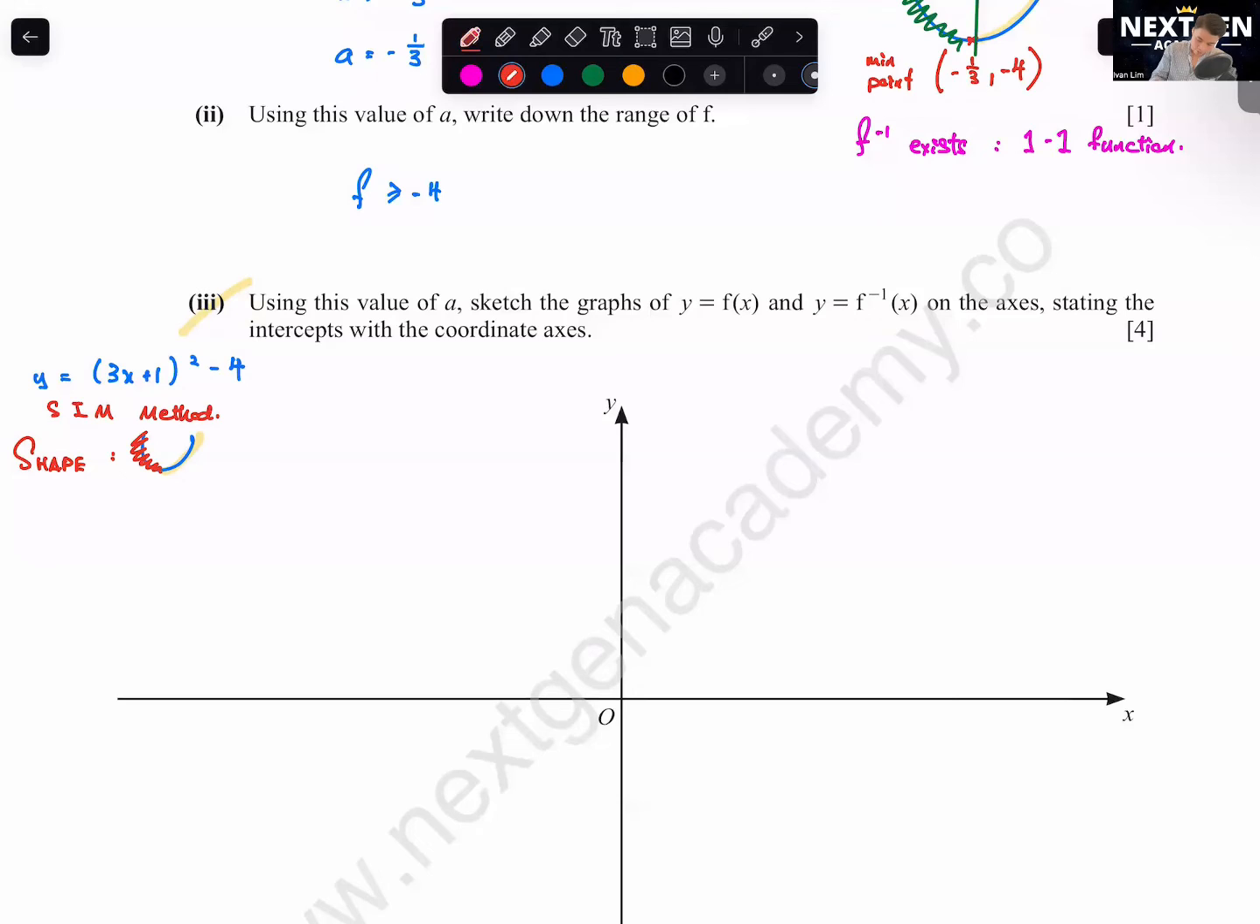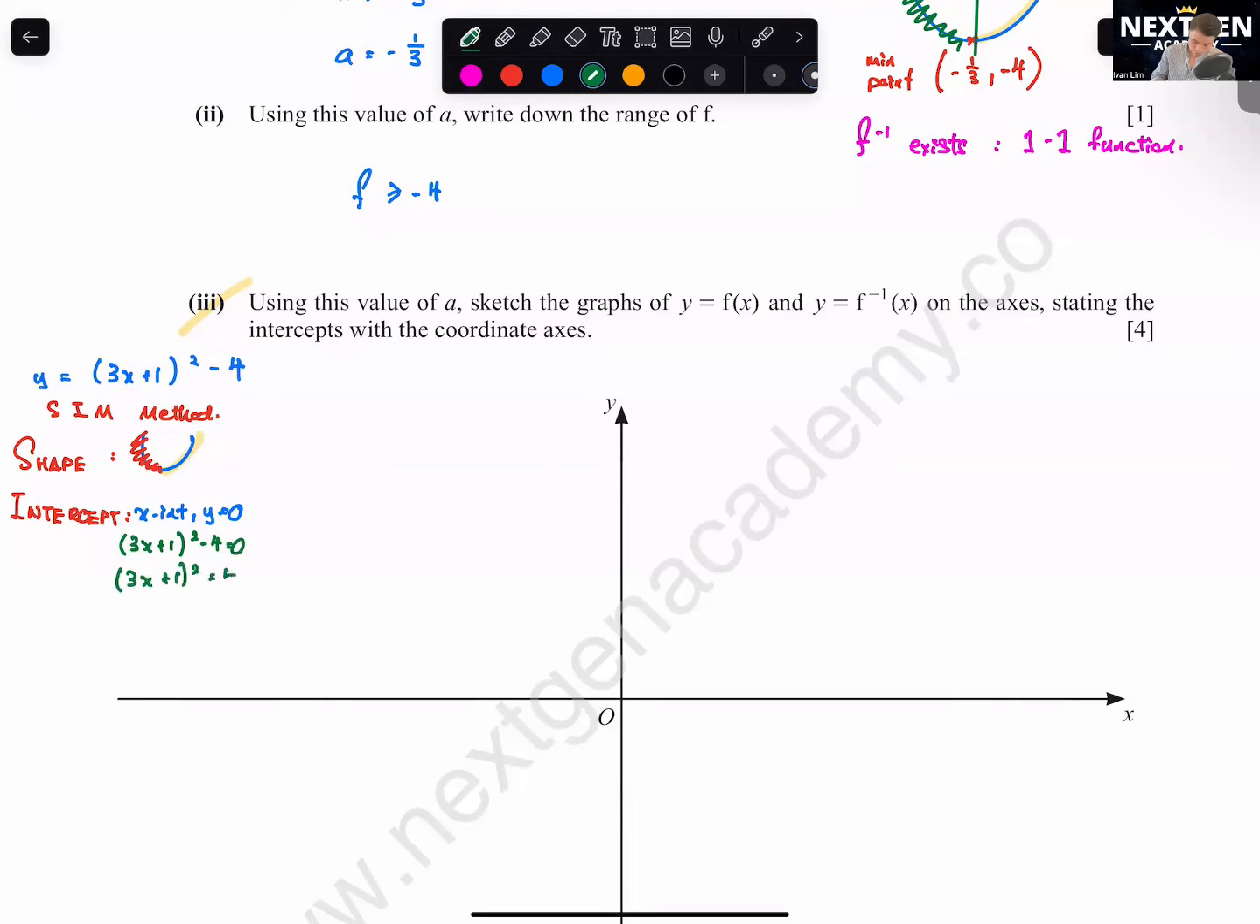Second one, intercept. Why do we need to calculate the intercept? Because they will always say this sentence, stating the intercept with the coordinate axis. That means they want you to write down your x-intercept and y-intercept. So let's find the x-intercept first. For the x-intercept, y equals 0. Go and solve this equation: (3x + 1)^2 - 4 = 0.